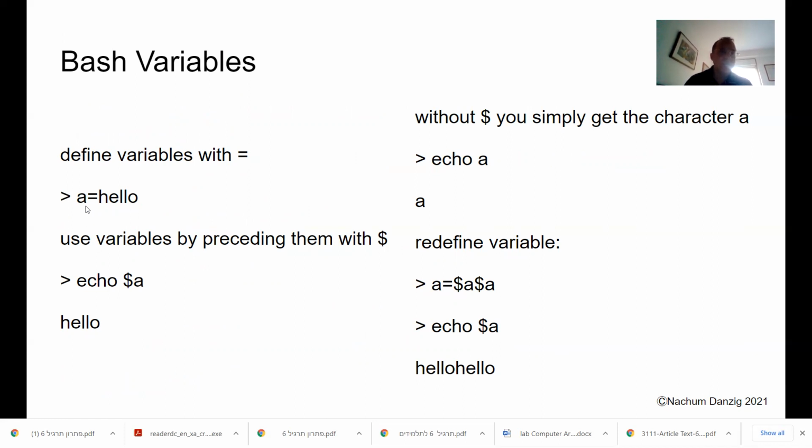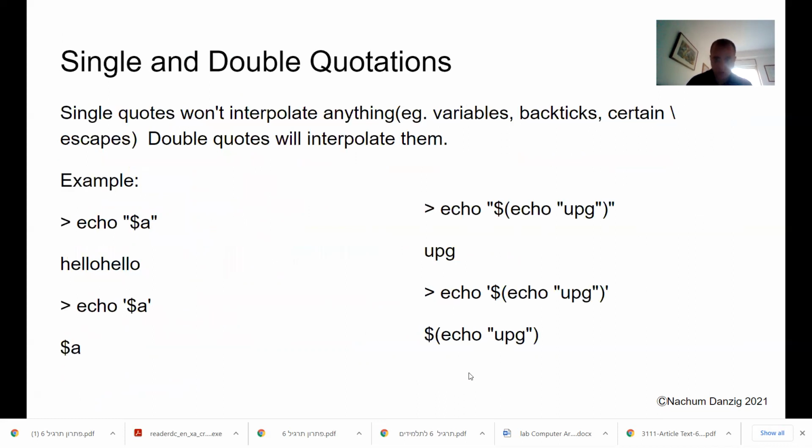Okay, now we're on bash variables. Again, you define a variable without spaces like that, A equals hello. If you wanna use the variable, you have to put a dollar. You can echo your variable. You can write your variable twice. And now you defined it as twice. Okay, single and double quotes: single quotes will not interpolate, double quotes interpolate. So this will actually print dollar A, whereas this will interpret what dollar A means. And since dollar A in the previous example meant hello, hello, it's gonna print hello, hello.